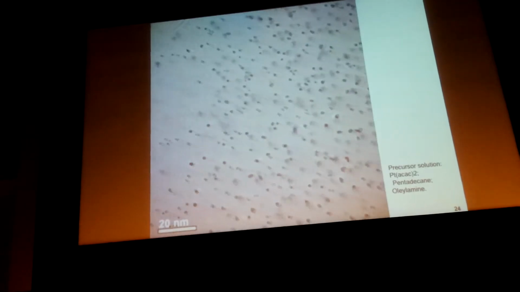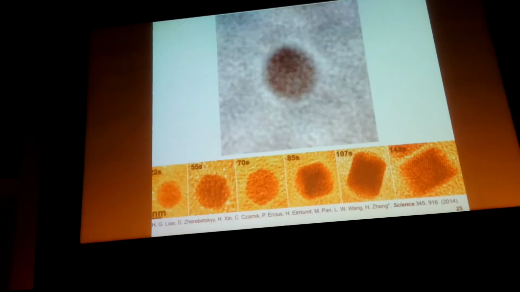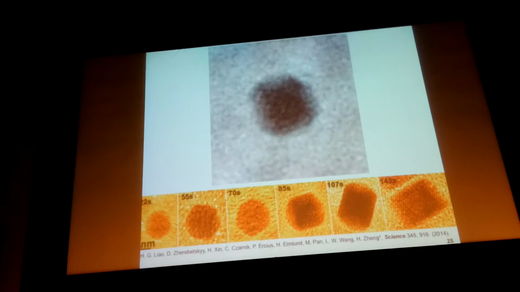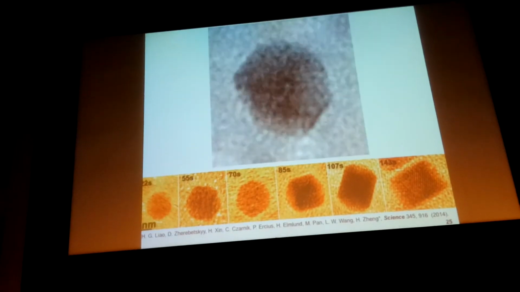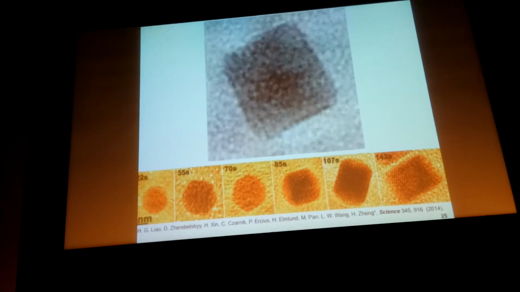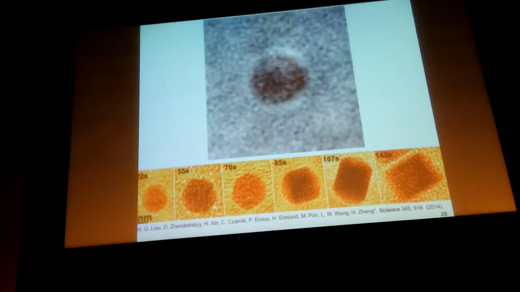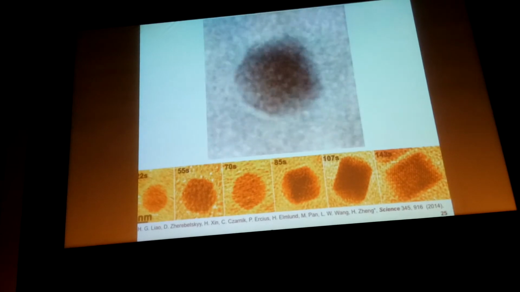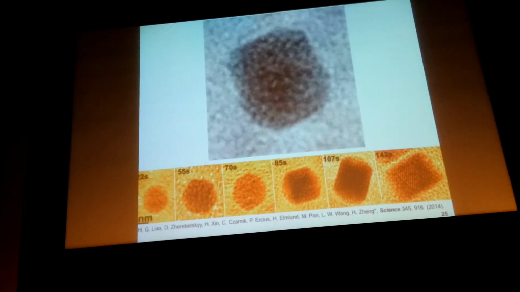This is a movie showing you the growth of small platinum crystals in liquid. You can see the majority of these crystals developed into cubic shape. We can also have a closer look at one of these particles. We can see how it developed into a cubic shape. As it rotates at a certain angle, we can see the atoms line up. It's really amazing.